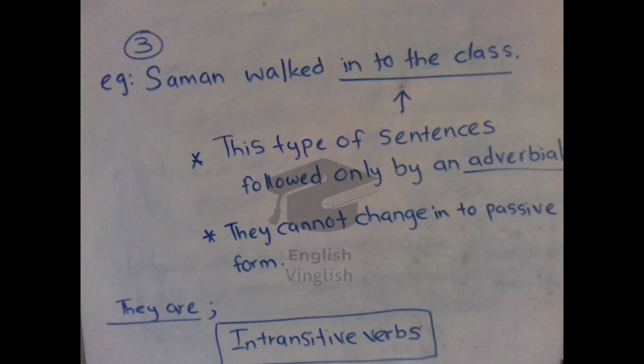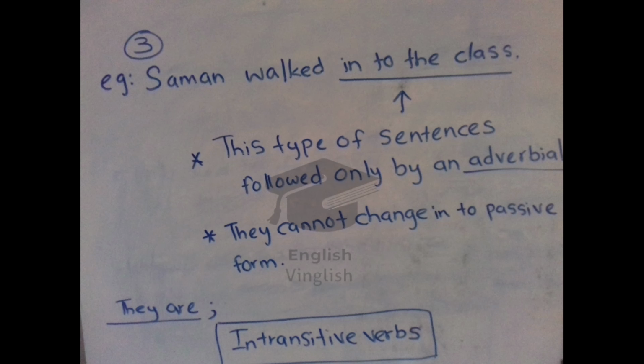Third type, intransitive verbs. So intransitive verbs are followed only by an adverbial, not by an object, right? So what is an adverbial? Adverbial is a word or a phrase that is used as an adverb to modify a verb or a clause. Adverbial එකක් කියලා කියන්නේ word එකක් නැත්නම් phrase එකක් අපි use කරනවා verb එකක් නැත්නම් clause එකක් modify කරන්න. verb එකක් ගැන clause එකක් ගැන මොන හරි දෙයක් වැඩිපුර describe කරලා කියන්න අපි මේ adverbials use කරනවා.